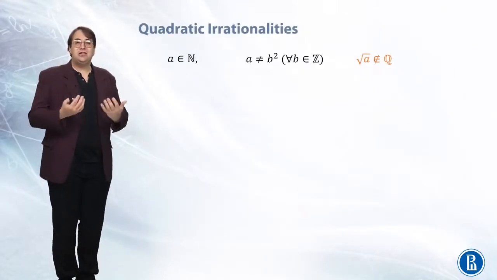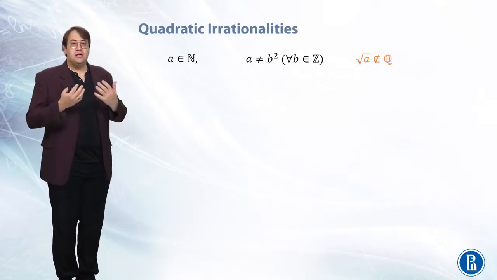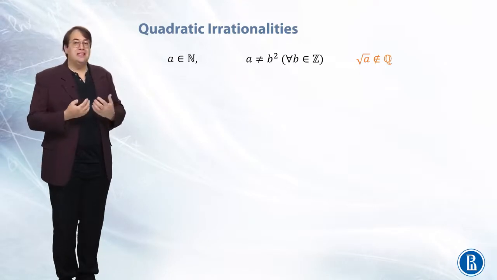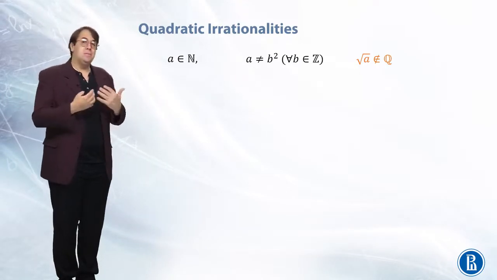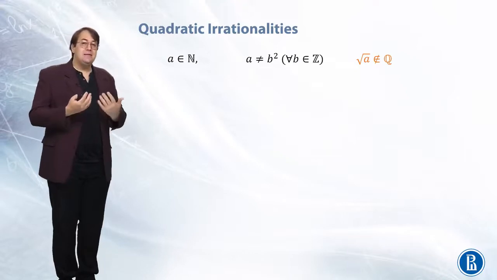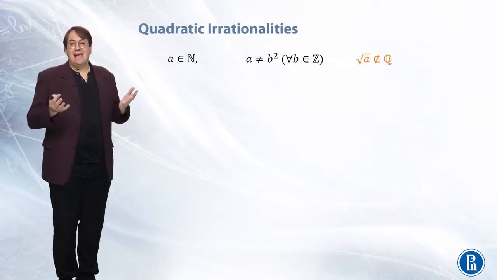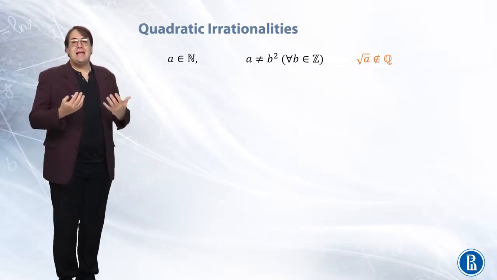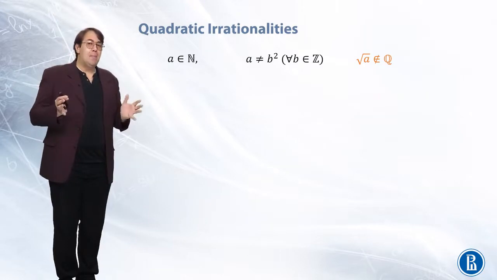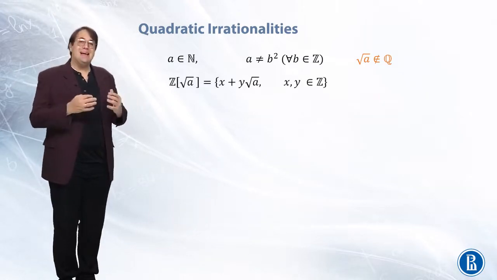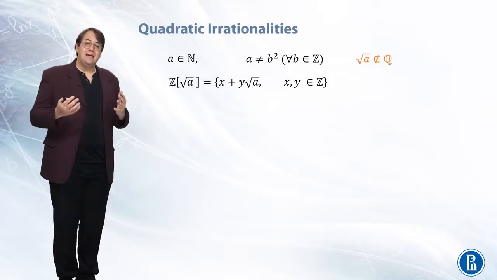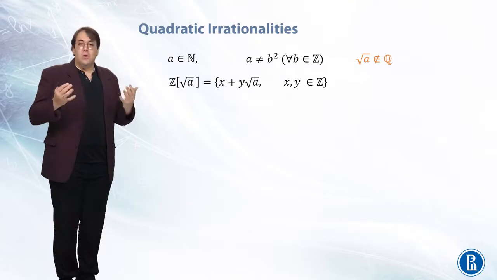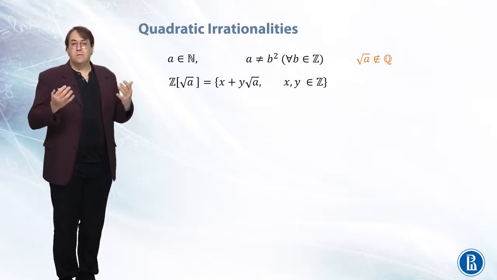First, we take an integer, actually a positive integer, a natural number a, which is not square, so it is not equal to any b squared where b is an integer. This certainly means that the square root of a is irrational. So with this a, we can form a set of numbers of the form x plus y square root of a, where x and y are integers, and further on we'll study this set of numbers.